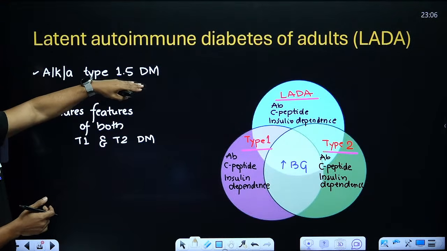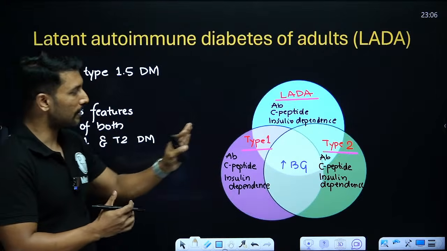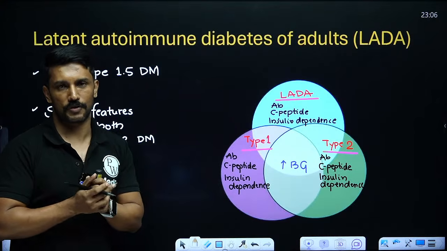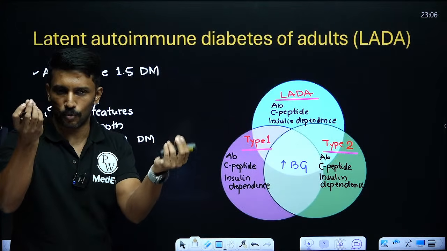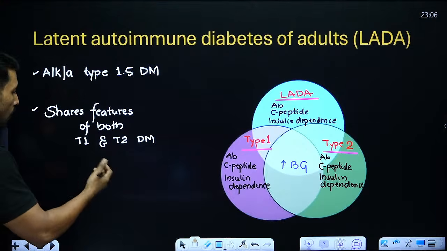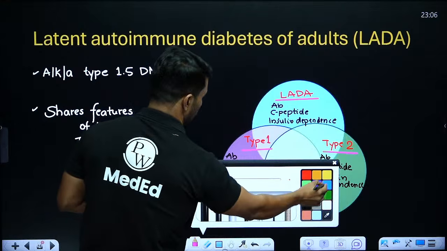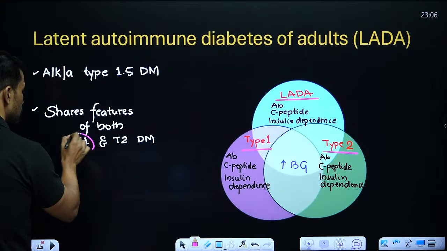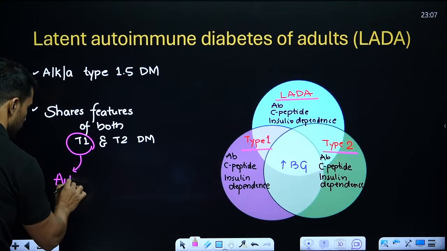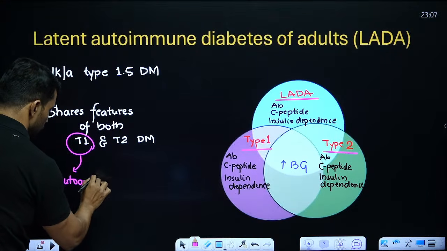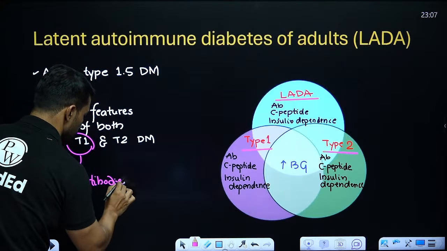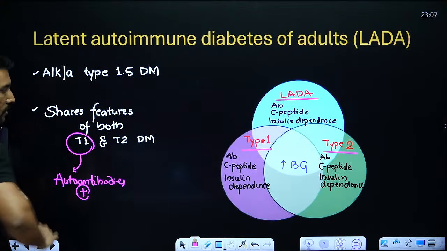Why is it called type 1.5? Because it shares the features of type 2 as well as type 1. So there are some common shared features. That's why it is placed between 2 and 1, somewhere in between. That's why it's called 1.5 or LADA. Now, what are the features that it shares from type 1? The feature it shares from type 1 is that it will be positive for the antibodies. Autoantibodies are positive in these patients.